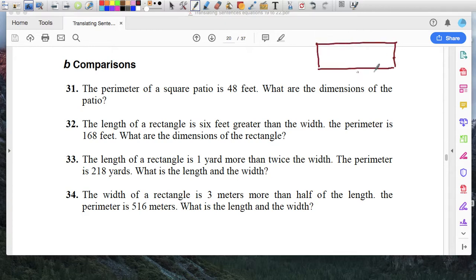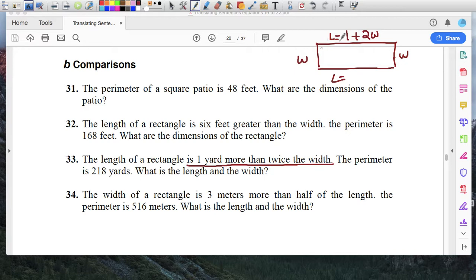So let me call this W. I can call this L for length, but I'm not going to call it L. I'm going to call it the way to describe it. So the length is 1 more, which is addition, and twice the width, and twice means 2 times W. So whatever W is, to find L, I'm going to add 1 to the product of 2 times W. So this is also 1 plus 2W. What is the length and the width?